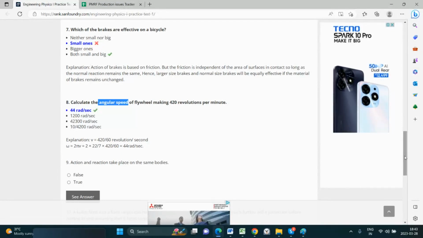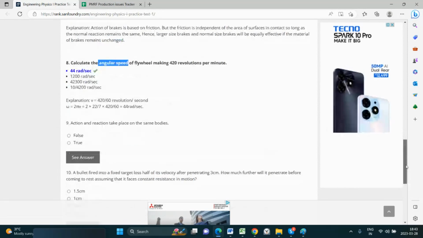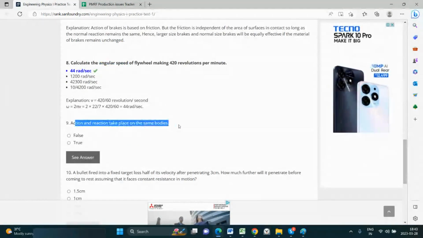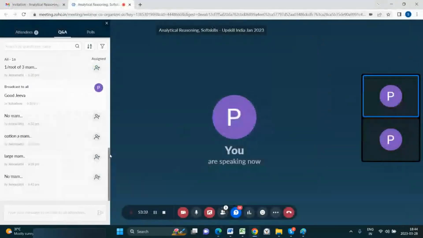Next one is very interesting one. Action and reaction take place on the same bodies. Let us now consider. வீட்டில் வந்து அம்மா உங்களை திட்டுறாங்க. உடனே நீ என்ன பண்ணுவ? If your mother is shouting at you, what will be your reaction?